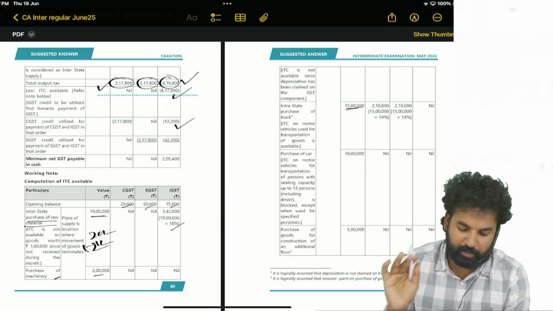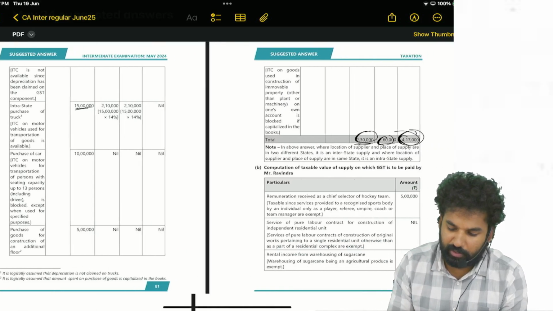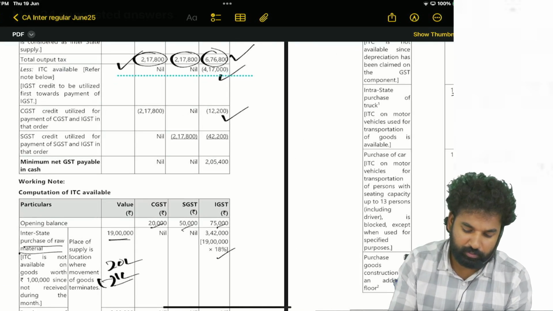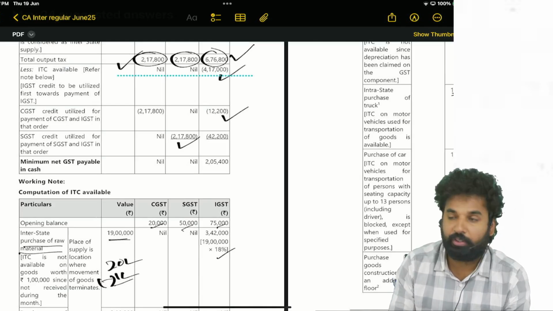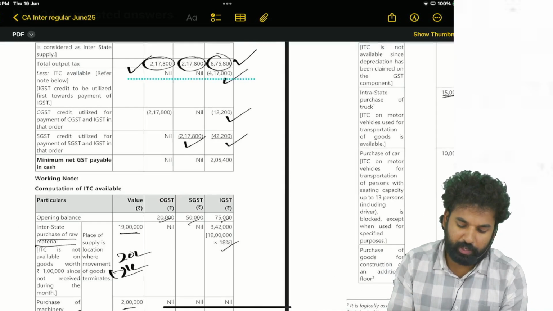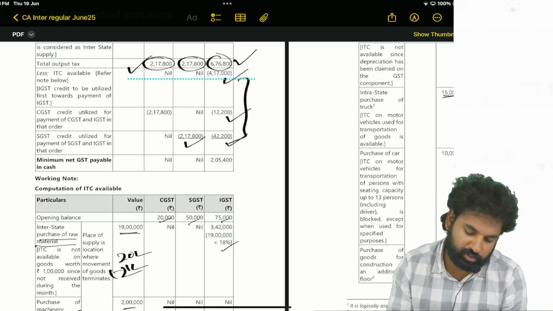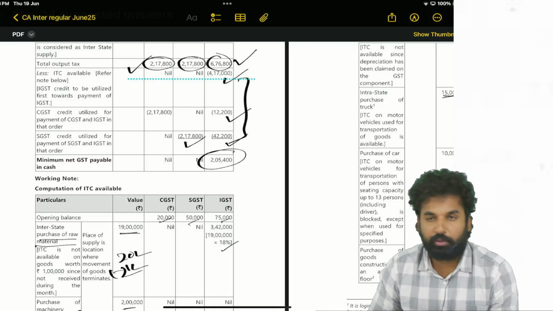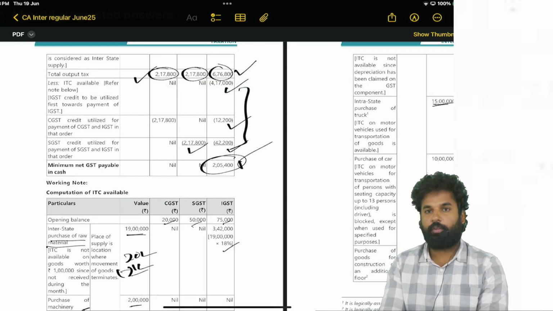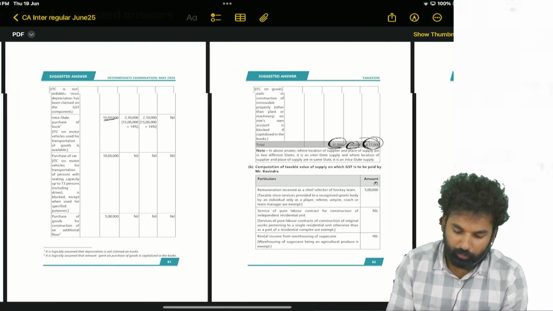So now SGST balance is there. SGST balance is just 260. So that you can utilize for making payment of SGST first and then later on IGST. Okay, likewise it is adjusted. After adjusting this also, IGST payment of 2,05,400 is coming. That has to be paid in cash. Okay, right.